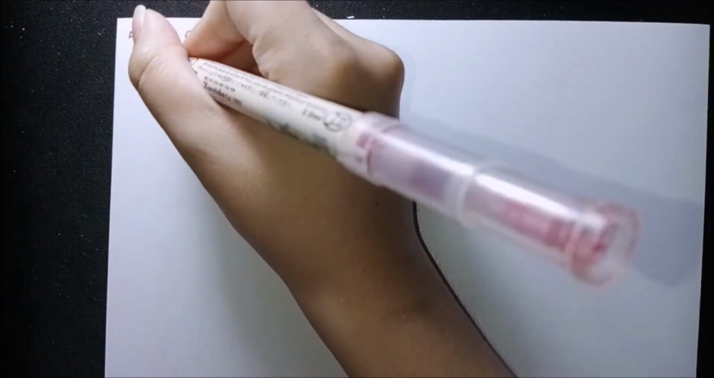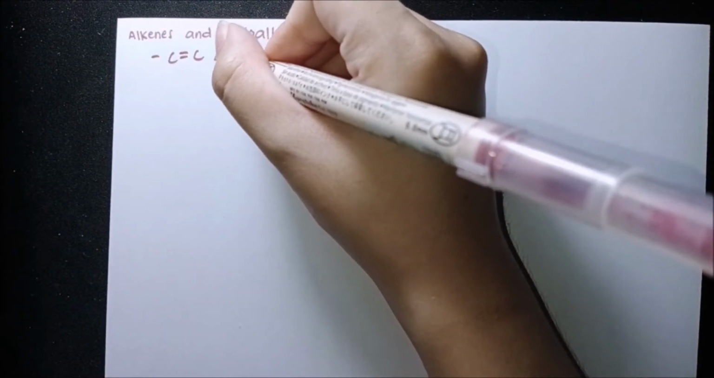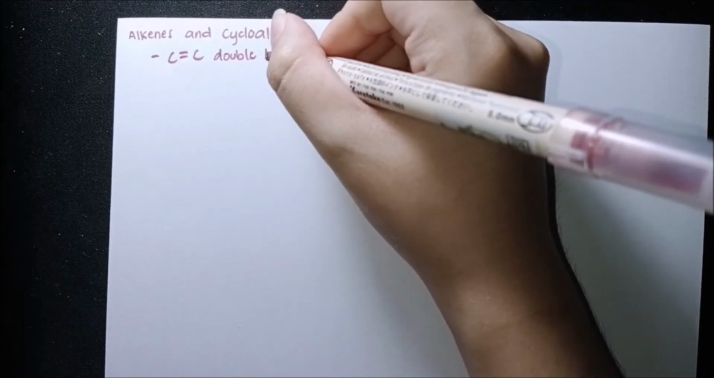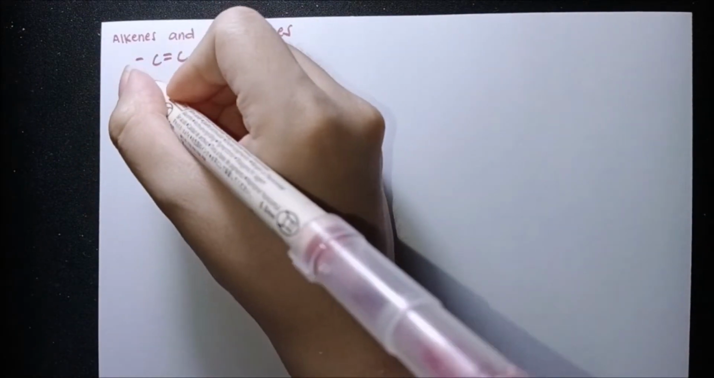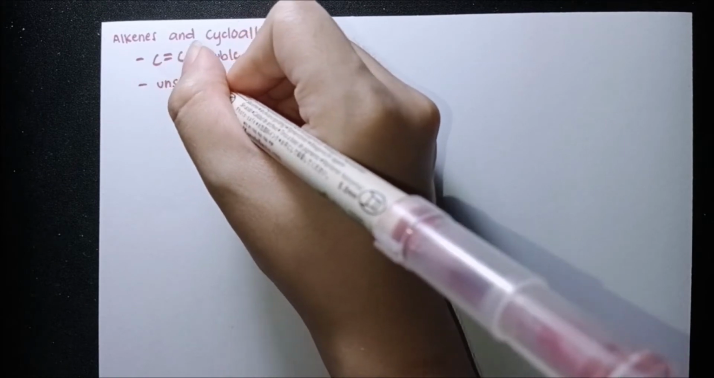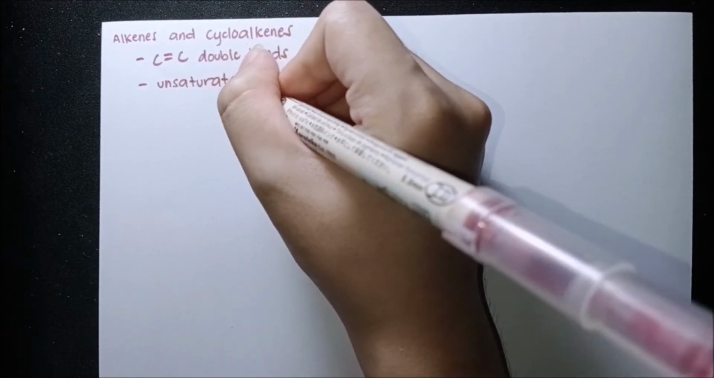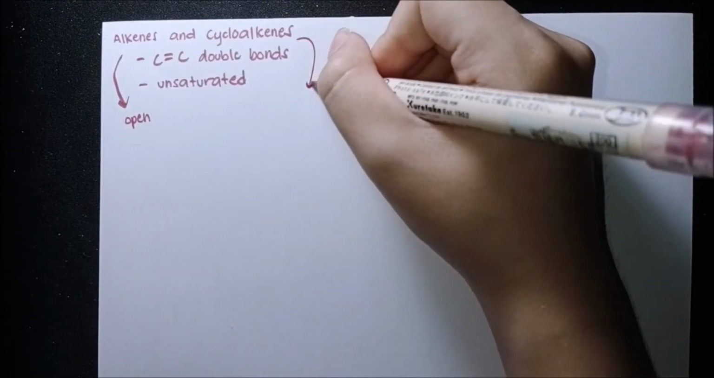In this Chem 31 review video, we will be answering and discussing some practice questions and problems on alkenes and cycloalkenes. Before we start, let us first quickly recall that alkenes and cycloalkenes are hydrocarbons with carbon-carbon double bonds. They are called hydrocarbons because, from the name itself, they are composed exclusively of carbon and hydrogen. They are also called unsaturated hydrocarbons because their carbons have fewer hydrogens bonded to them compared to alkanes, which we tackled in another review video. Also, alkenes are open carbon chains, while cycloalkenes are cyclic carbon chains.